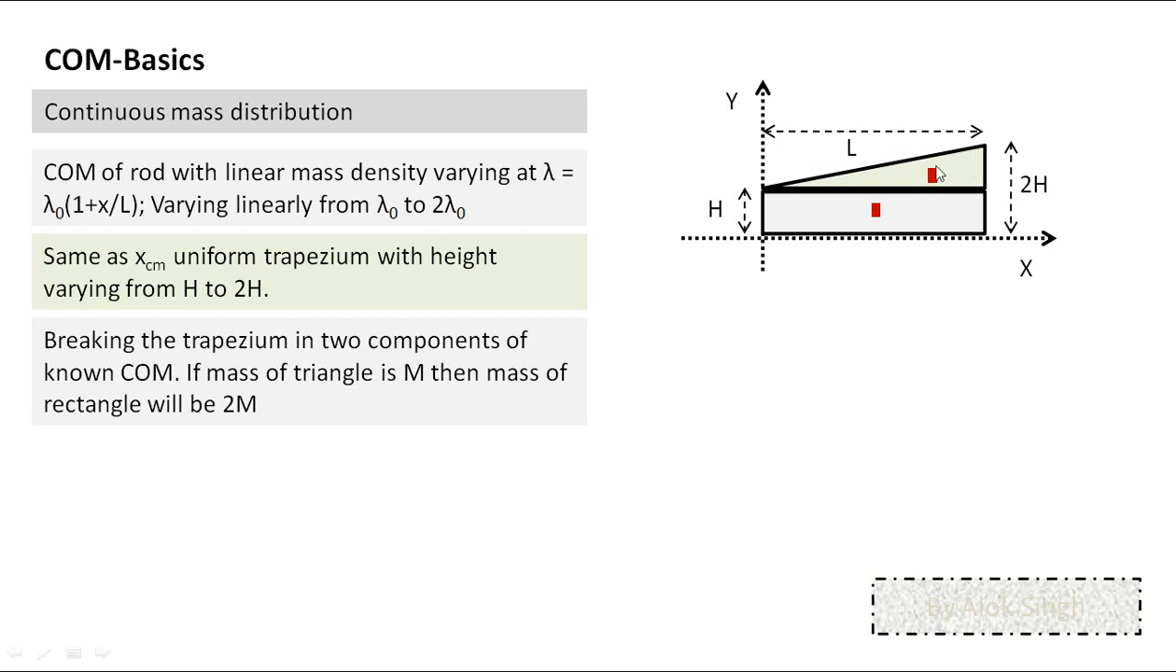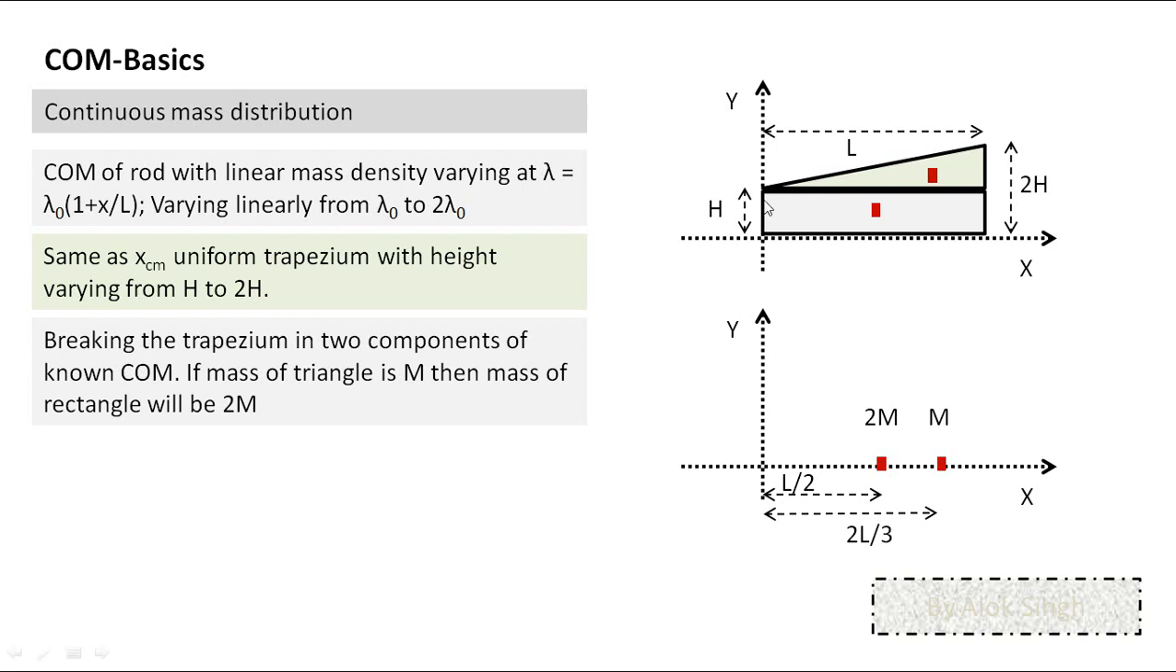What are those two components? One is a triangle, another is a rectangle. So we break the trapezium into two components of known center of mass. If the mass of the triangle is m, since the area of the rectangle is twice as much, its mass will be 2m. So this mass is m, this mass is 2m.